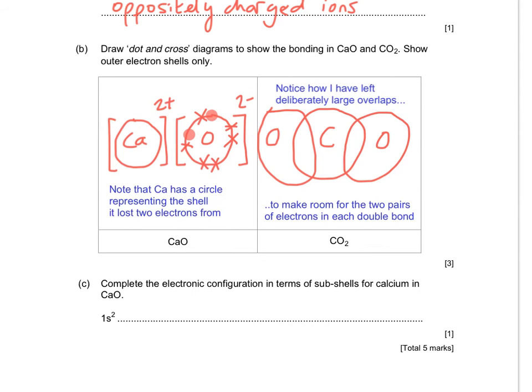So when I'm setting up to do my dot cross diagram for carbon dioxide, look at how I've left a deliberately large overlap between the carbon and the oxygens to make room for the 2 pairs of electrons in each double bond. So a bit of forward planning is a good idea here. People often don't leave enough room and then stuff the electrons in and it looks like a mess. So to get around that problem, when you draw the shells before you put any electrons in, just make sure there's a nice big overlap between them.